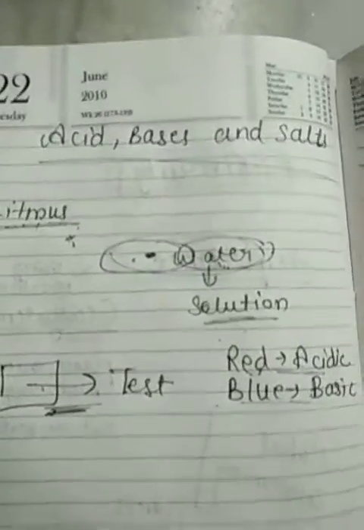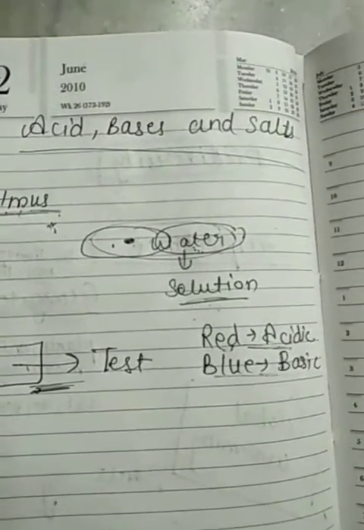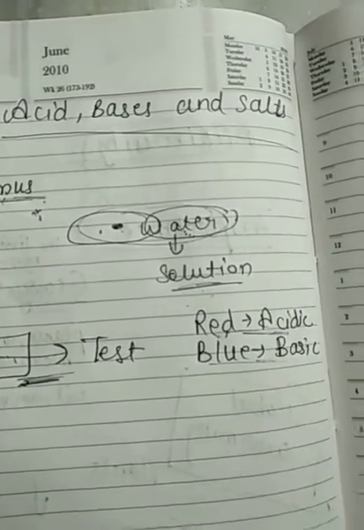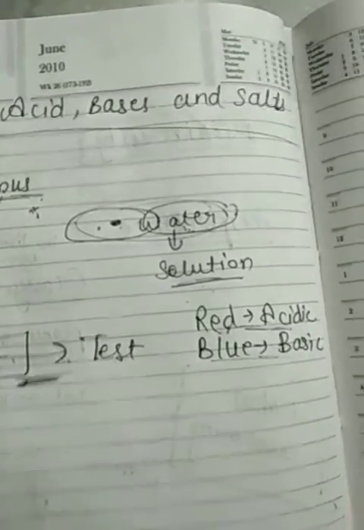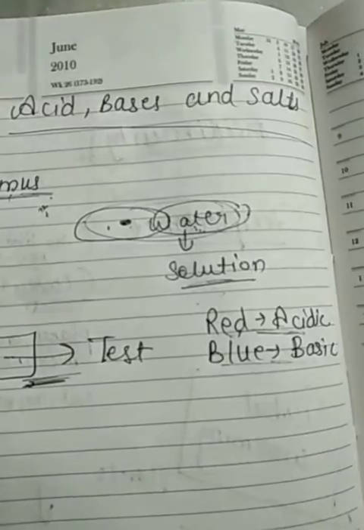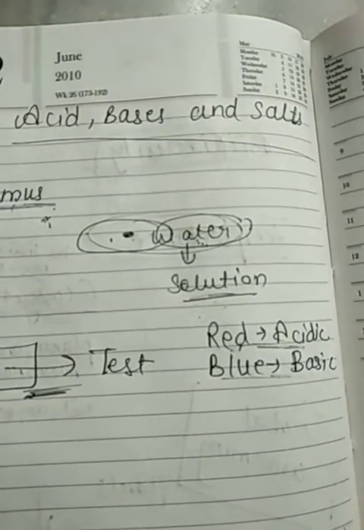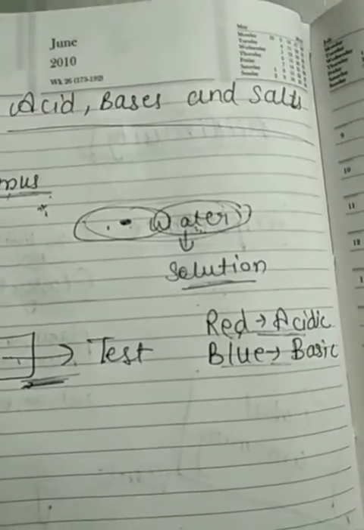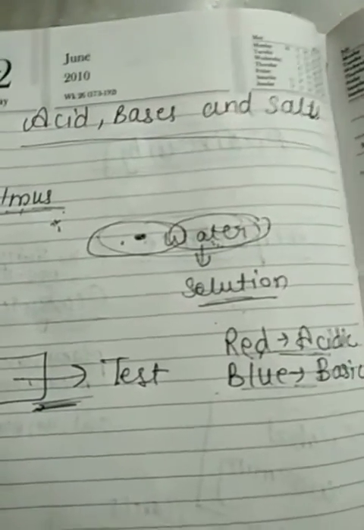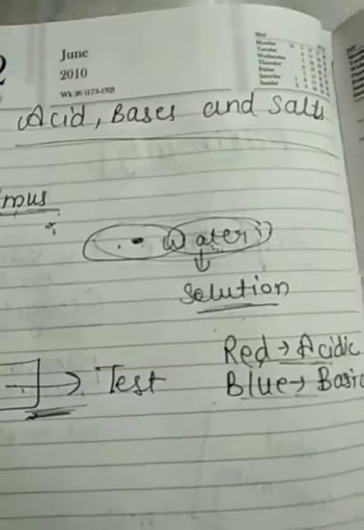And what will happen if you put litmus in a neutral solution? It will neither turn red nor turn blue. It will turn a light purple color, which you call mauve. That is because the solution is neutral.